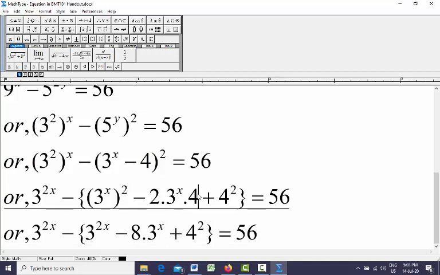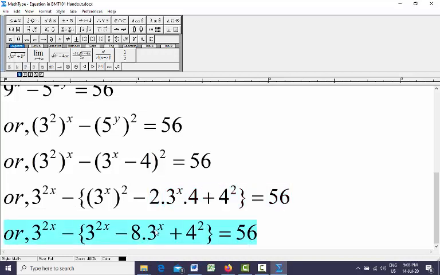So this 4 and this 2 can be multiplied. So 4 multiplied by 2 is 8, but we cannot multiply with this 3 because this 3 is not an isolated number, it has a power over it. So now this one, 4 square is 16, right?